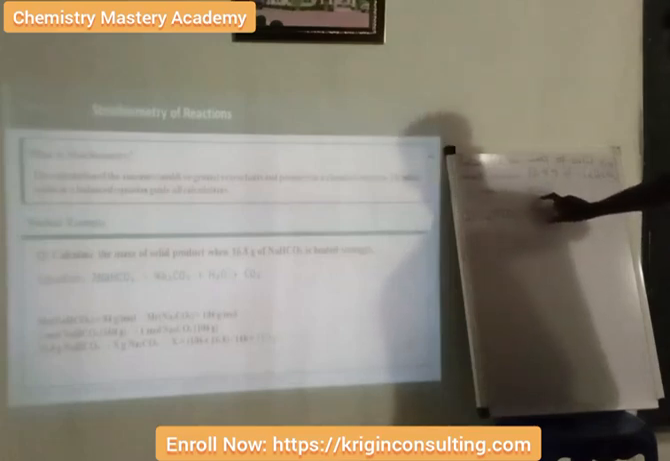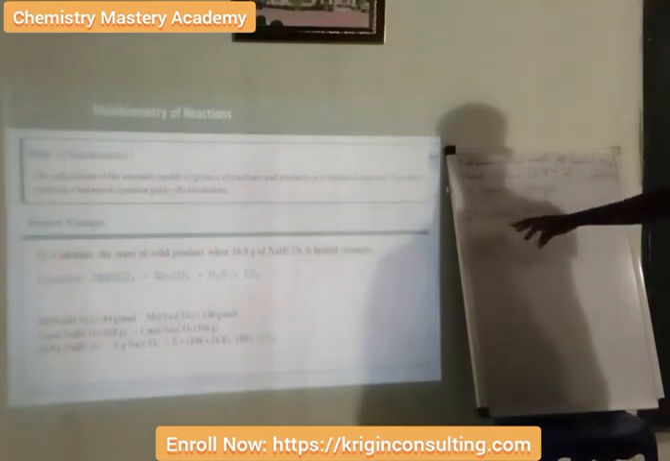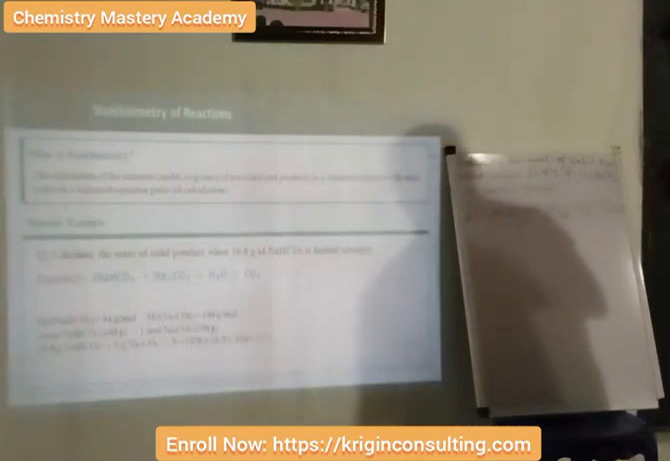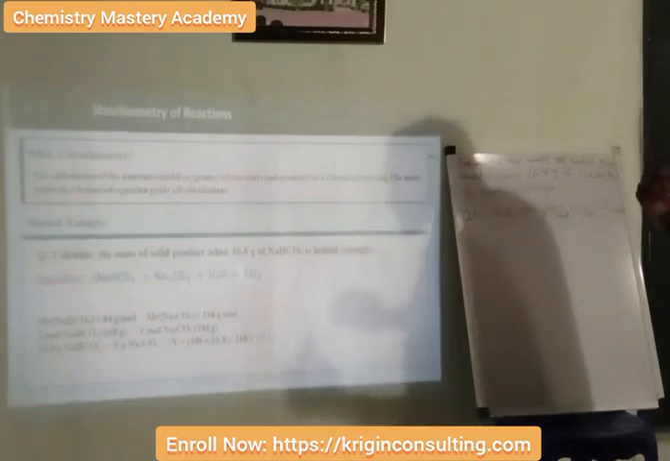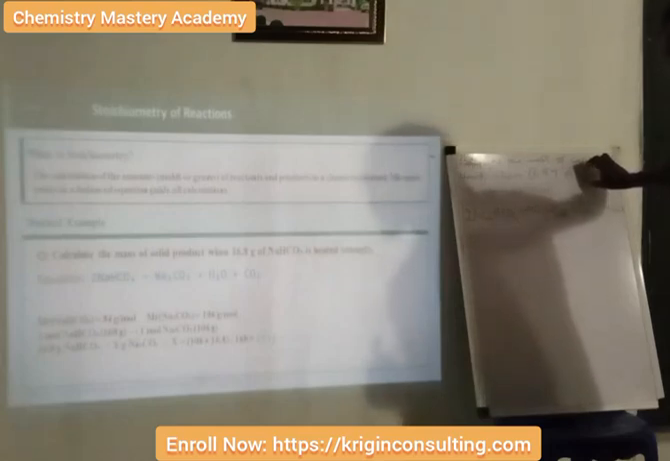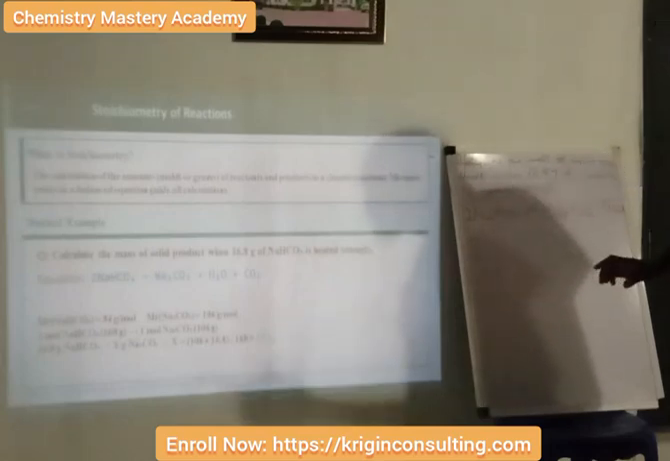So now they say we should calculate the mass of this one. Remember, it is the mass of the solid product in the product side. And the mass of this one, when 16.8 gram of this one is heated, right? So what do we do? This is how you do it. You compare the molar mass and the reacting mass. This 16.8 gram is the reacting mass of this reactant.